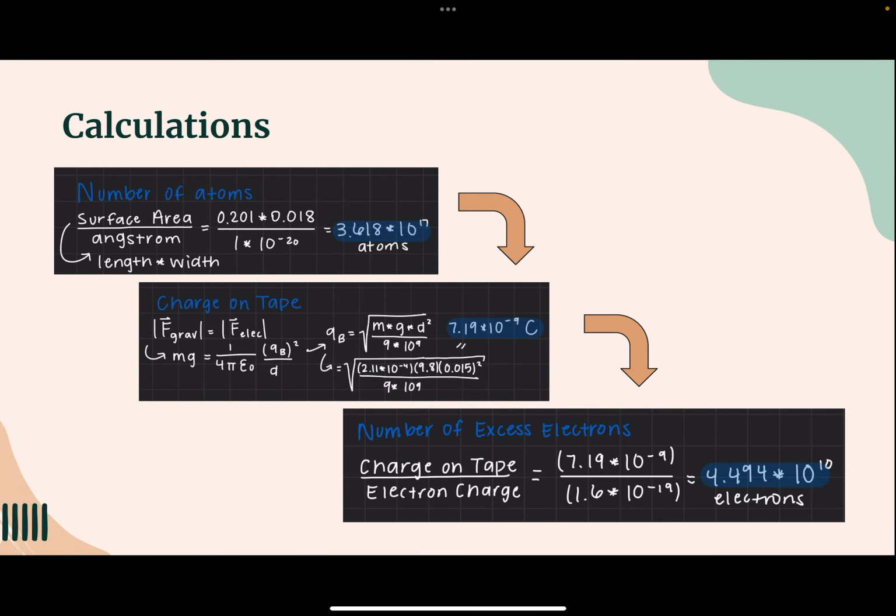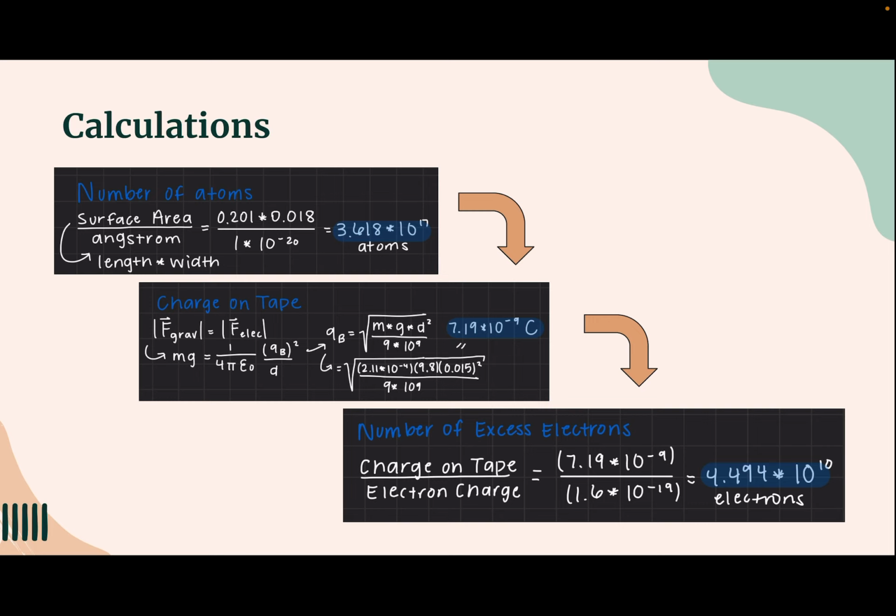And so with all this and the formulas we discussed, we can do some calculations. And so the first is finding the number of atoms, which is just surface area, which is length times width, over angstrom. And so with that, we find the number of atoms. The second after that is the charge on tape. And then we can use the F grav is equal to F electric when it's floating formula, and then equal those to each other, and then solve for QB, which is the charge on the second tape, which is floating. And then after doing that, we find that.